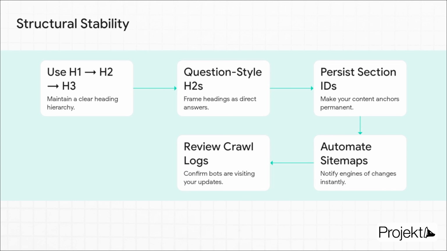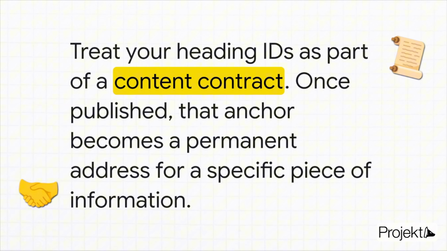So what does that actually look like? Well, for starters, use a clear heading hierarchy. Try framing your H2s as questions that your content then answers. And this is critical. Make sure your section IDs, the things that create those jump links, are permanent. They shouldn't change even if you tweak a heading. Then automate your sitemap submissions and keep an eye on your crawl logs to make sure the bots are actually finding your updates.